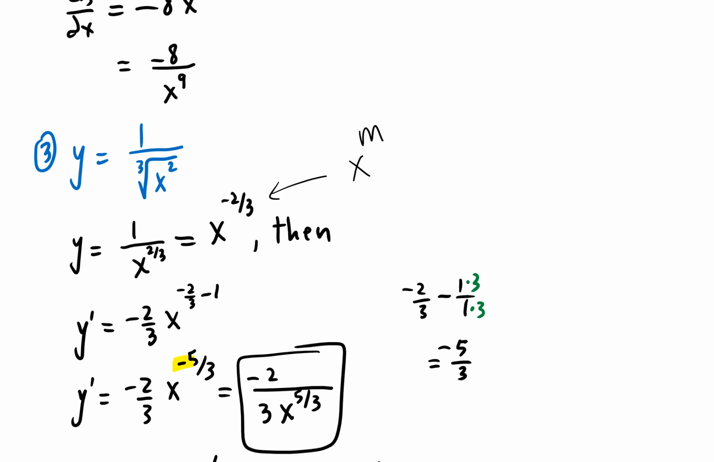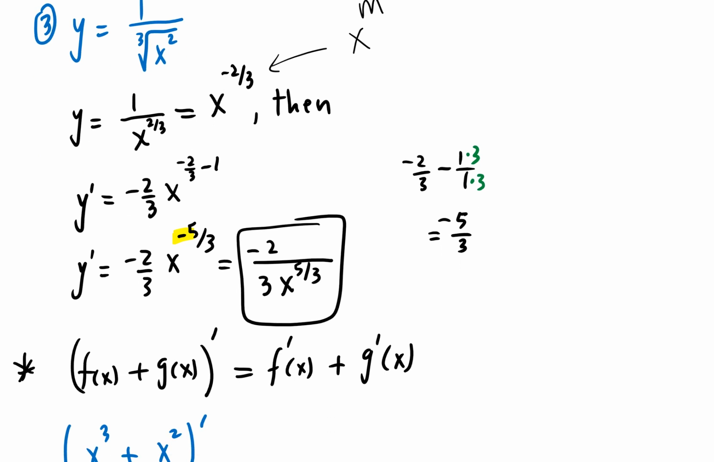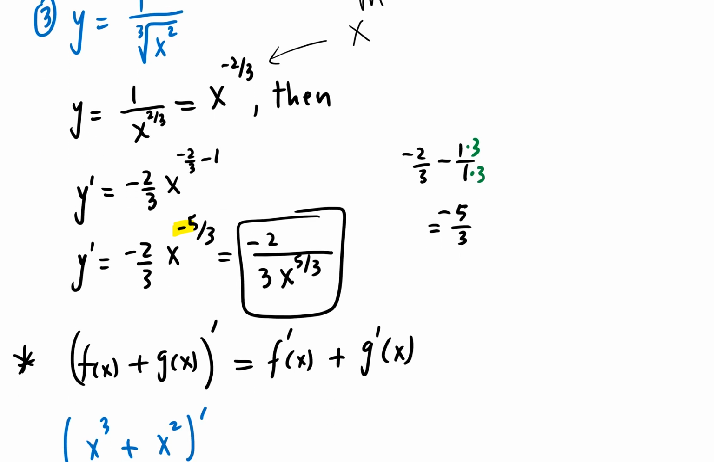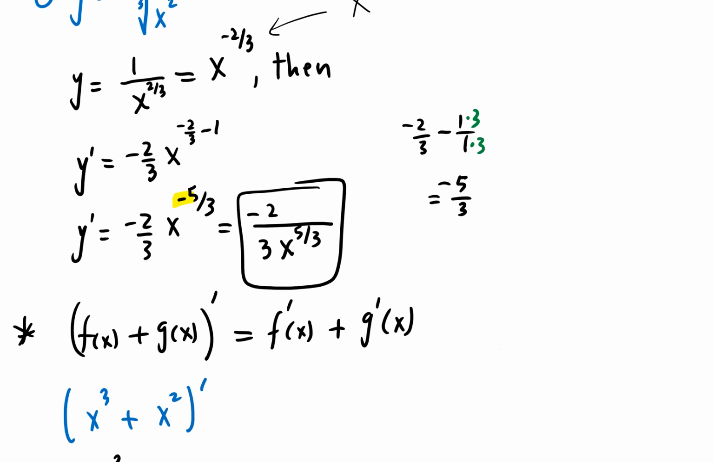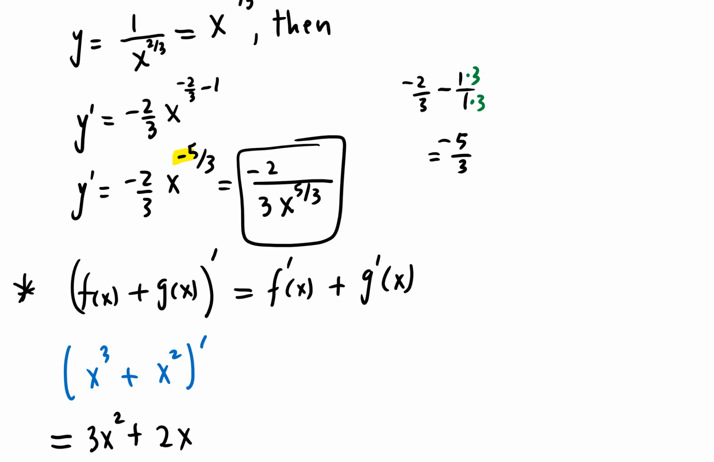Now what about if we have more than one function? So f of x plus g of x. The way you do it, you find the derivative of f plus the derivative of g. If it's minus, the same way. So if I'm asked to find the derivative of x cubed plus x squared, we just simply find the derivative of each one of them and add them up. So the derivative of x cubed is 3x squared, and the derivative of x squared is 2x.